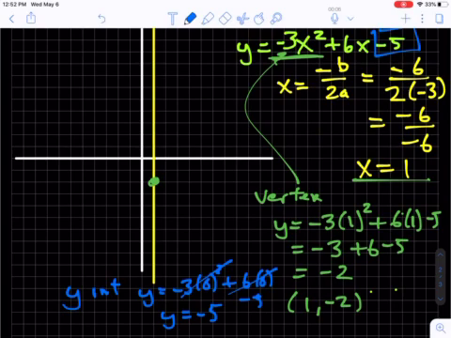So 1, 2, 3, 4, 5. Go down here. You got this, and then you can have something that sort of looks like that. I said I wasn't going to graph it, but I lied. So I hope this helps.